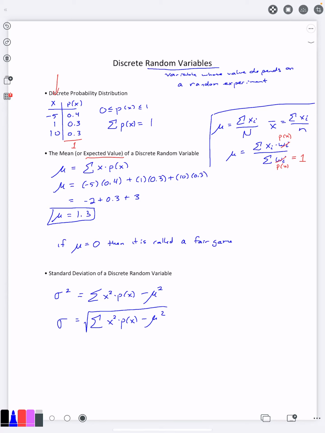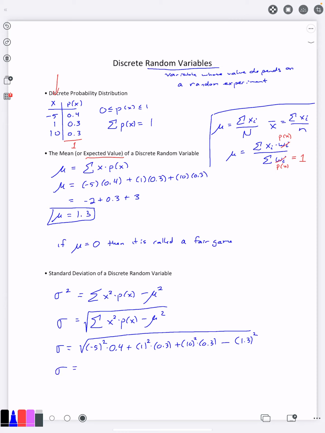But if you wanted to, just to see how it works, for the case that we have up here, you take the value of x, you square it, you multiply it times the probability. You do that for each value of x. You subtract the square of the average, and then you square root the whole thing here.